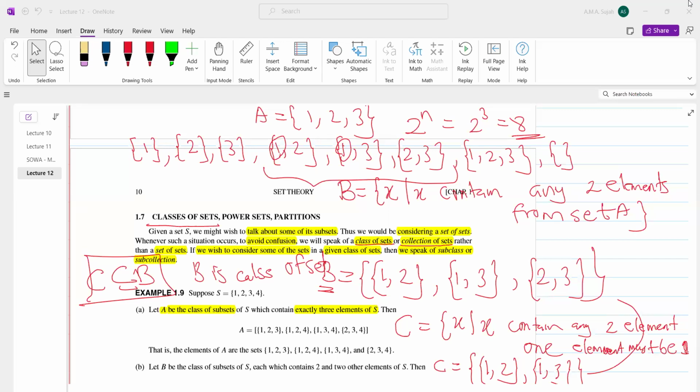So class of sets means you have a given set. For that set, we know there are 2 to the power n number of subsets. Among these 2 to the power n subsets, we are creating some other sets. Those sets we can call set of sets, that is, we can call a class of sets or collection of sets, right?